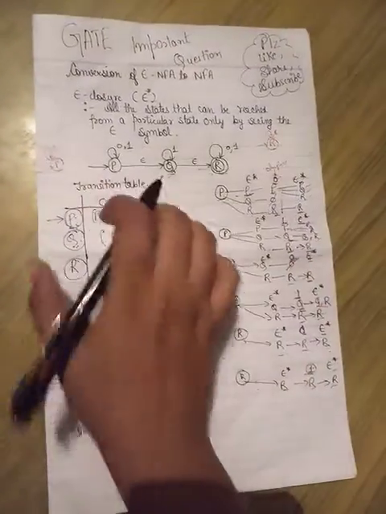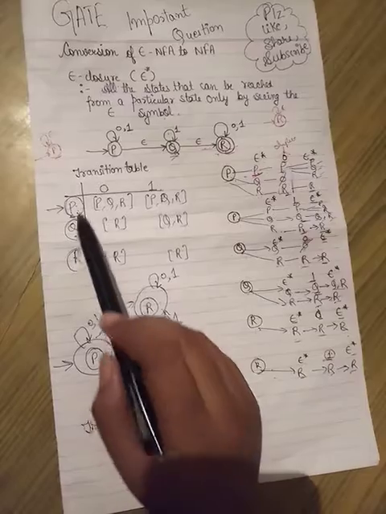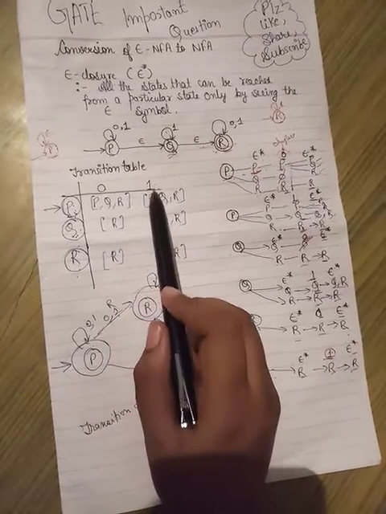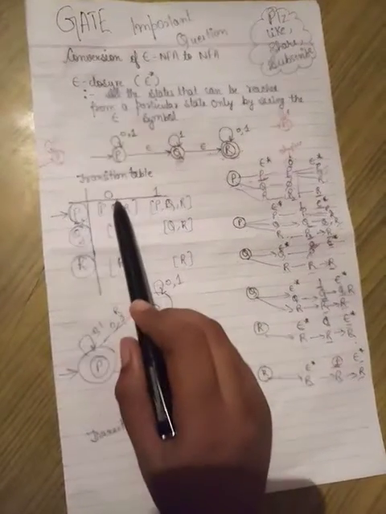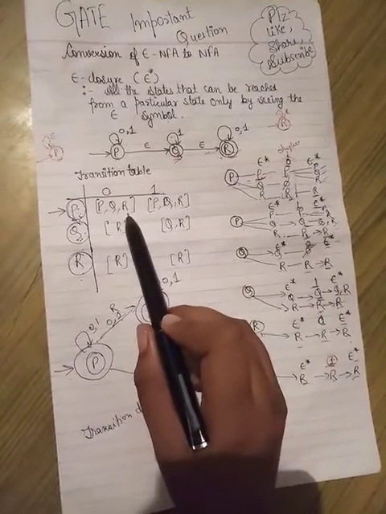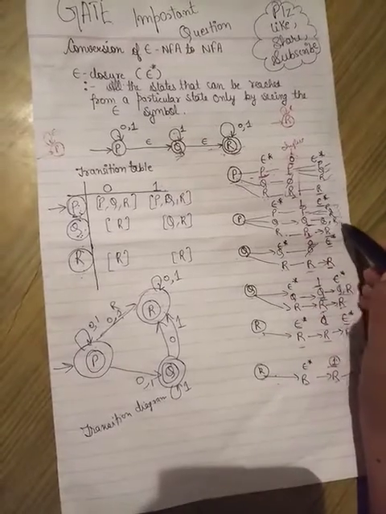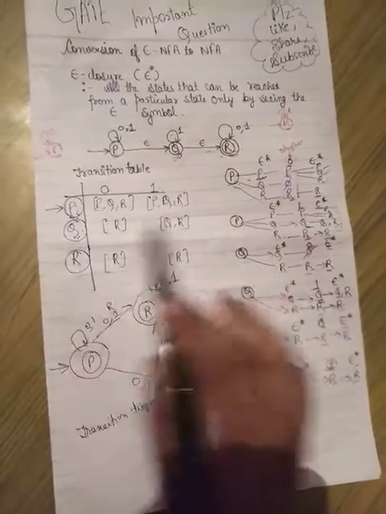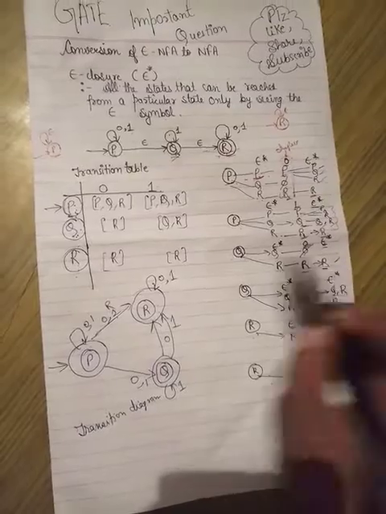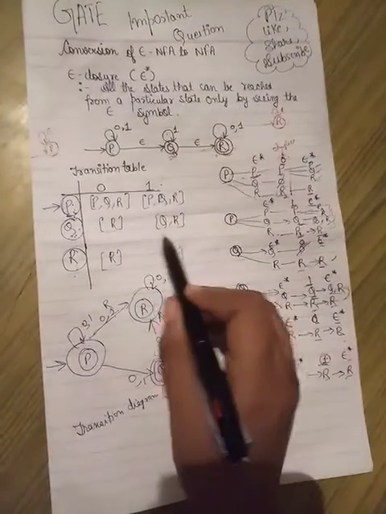So now I have drawn the transition table, and you can see here these are the states P, Q, R, and these are the inputs 0 and 1. P on 0 it goes to P, Q, R. Then next P on 1, here you can see P, Q, R. Next Q on 0, I have taken only R. Next Q on 1, only two states are possible, Q and R.